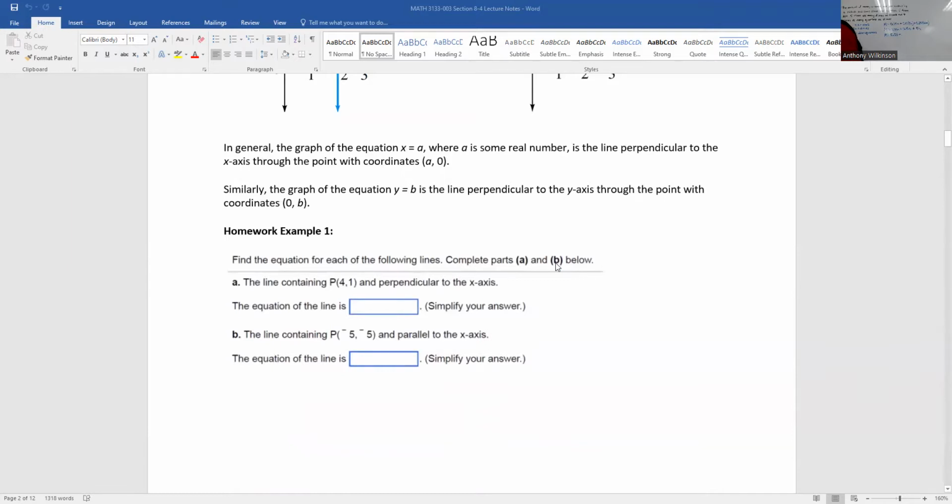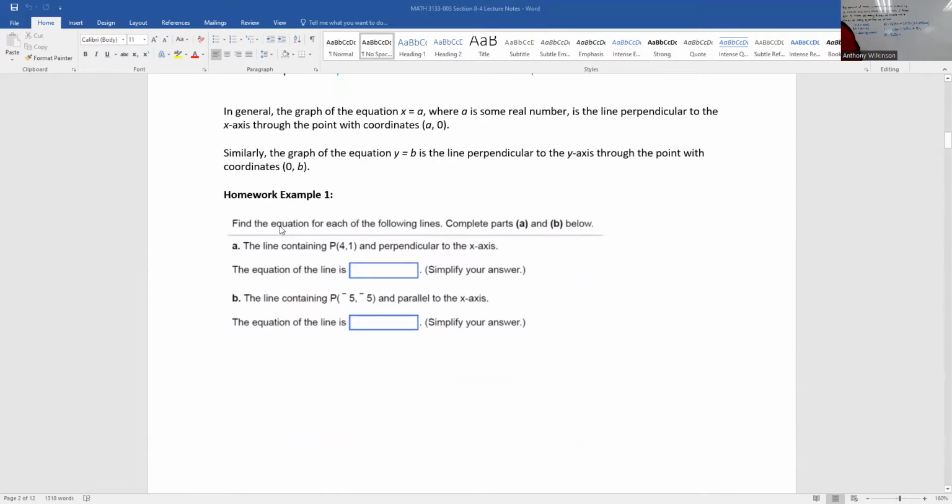And we looked at a couple of examples, I think, just the homework example number one, where you had to find the equation of the line that contains a point P with the ordered pair (4, 1), and perpendicular to the x-axis. Well, if it's perpendicular to the x-axis, that means it's got to be a vertical line. And it's going to be x is equal to that constant. And in this case, the x-coordinate is the 4, so it has to be x equals 4.